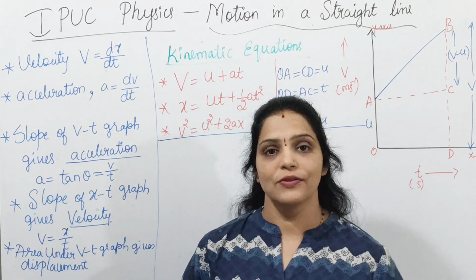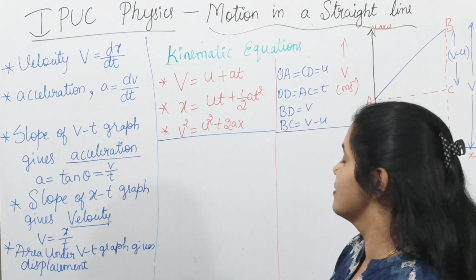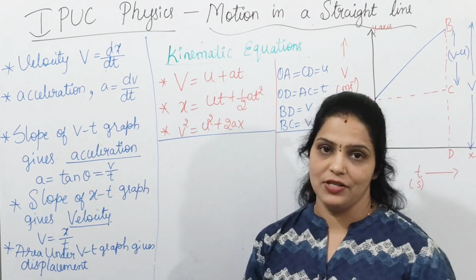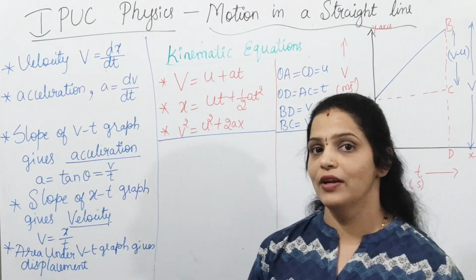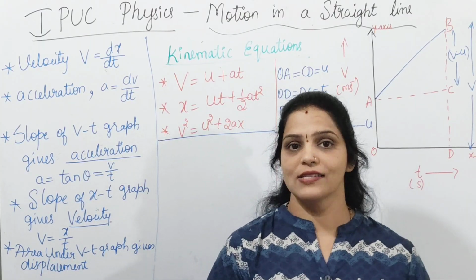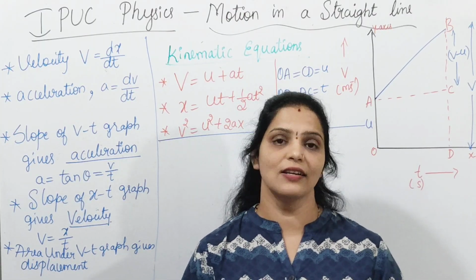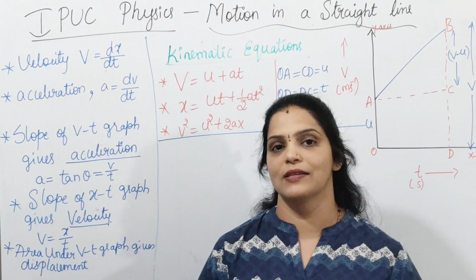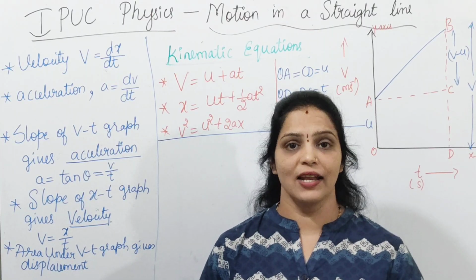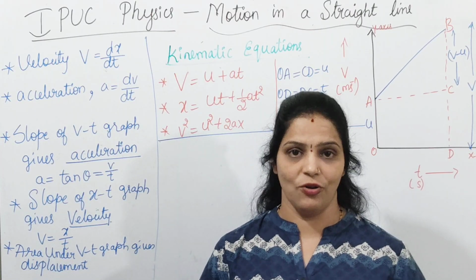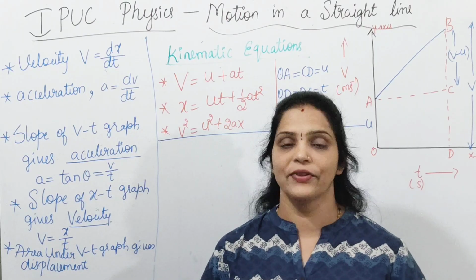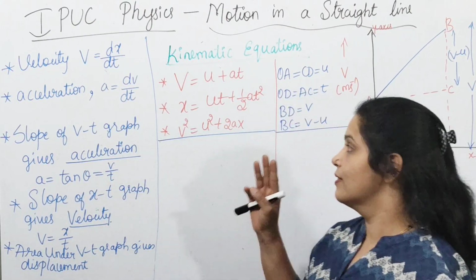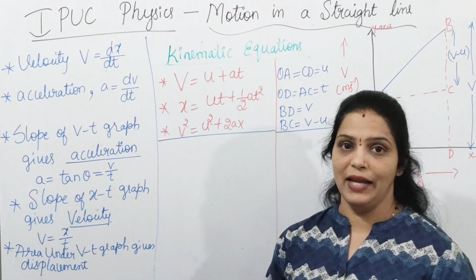Now, we are going to discuss kinematic equations. What are these kinematic equations? They are the relation between initial velocity, final velocity, acceleration, time and displacement. The equations which connect all these physical quantities are called kinematic equations. Here, there are three kinematic equations we are mainly studying.